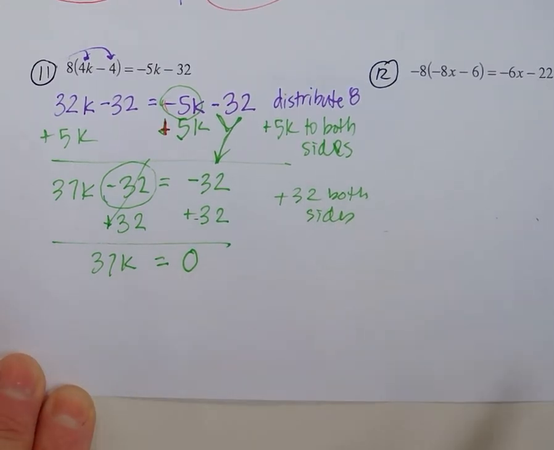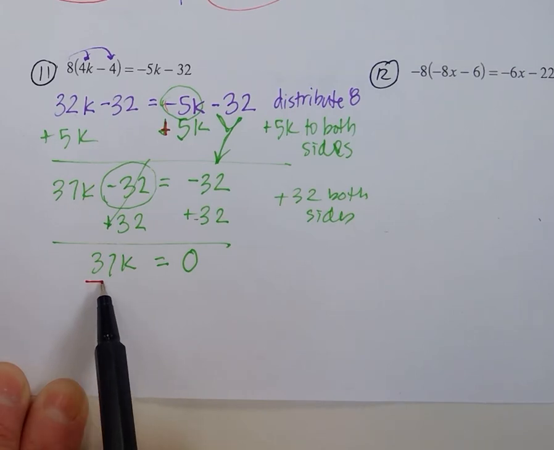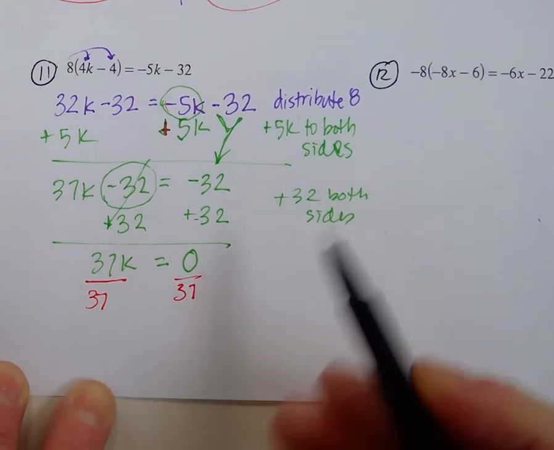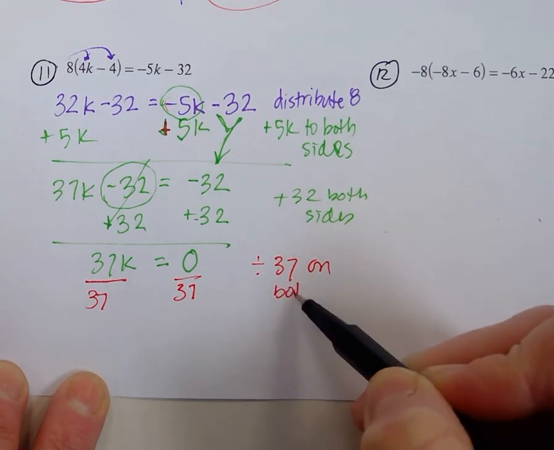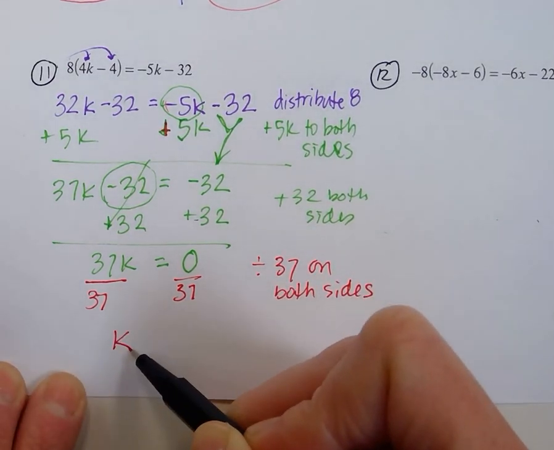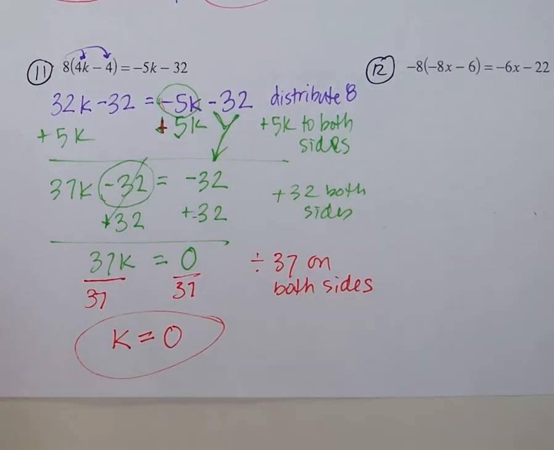Even though that's a 0 and you know k has to be 0, we're going to just continue the process for practice. So on the left, I have 37k that I'm going to break up into 37 groups, which means I'm going to divide the other side by 37. And I get k equals 0. And that's it.